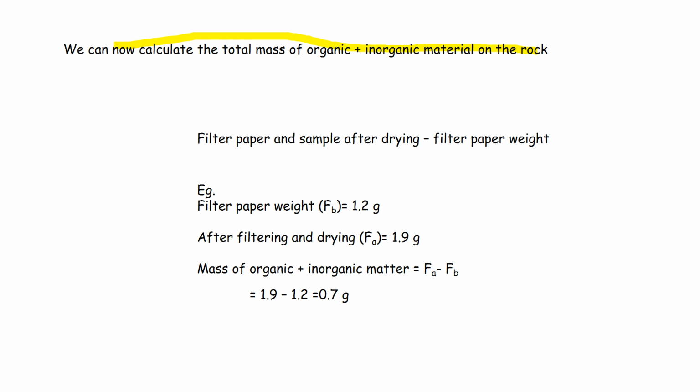So, for example, the filter paper weight before was 1.2 grams. The filter paper weight after filtering and drying was 1.9 grams. We call before FB and after FA. The mass of organic and inorganic matter will be FA minus FB, which is 1.9 minus 1.2, which is 0.7 grams.